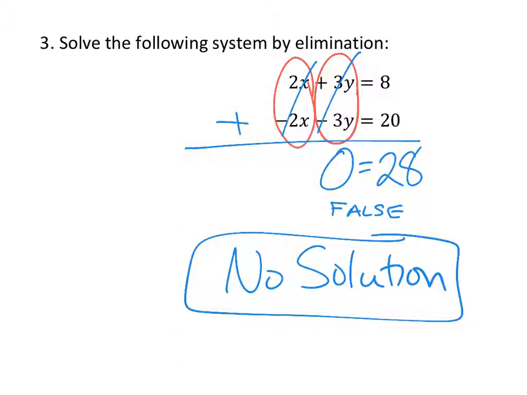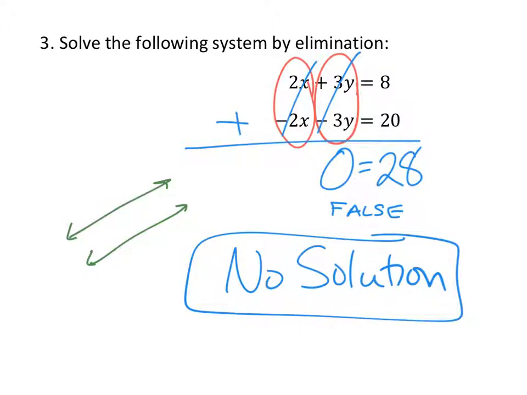Bonus question, show me with your arms, what would this system look like? What would a no solution system look like? Very cool. Nice arm motions. This is what this system would look like. Pretend those are straight lines that never touch. This is a parallel system. They have no solution.